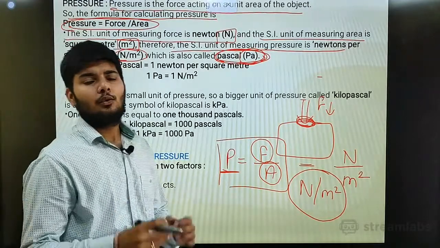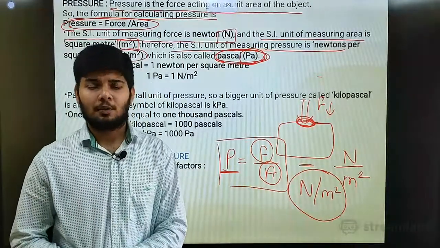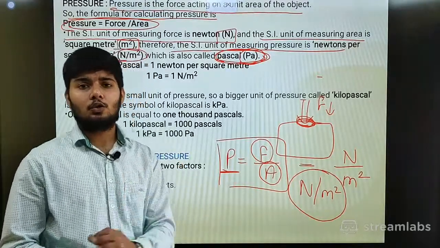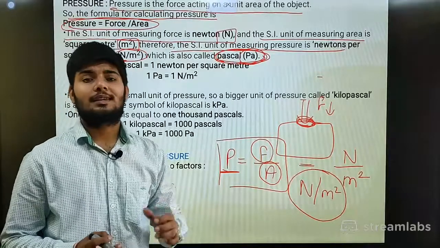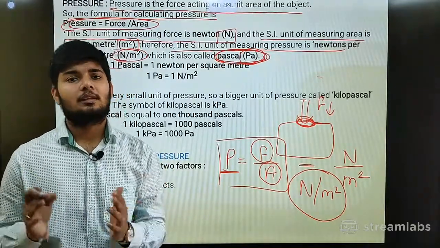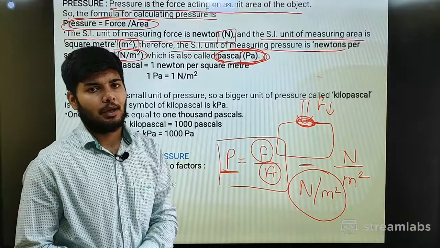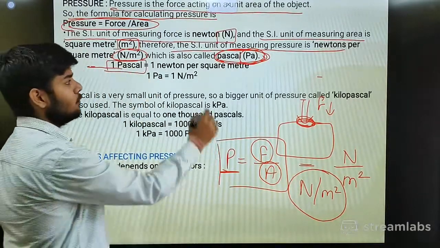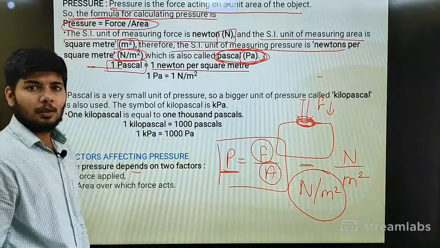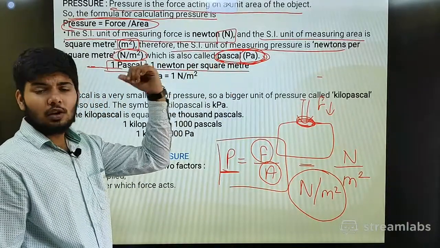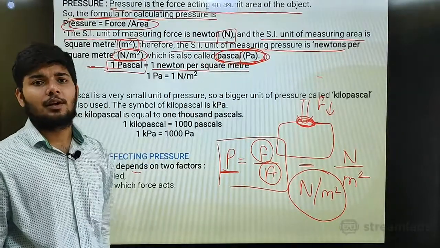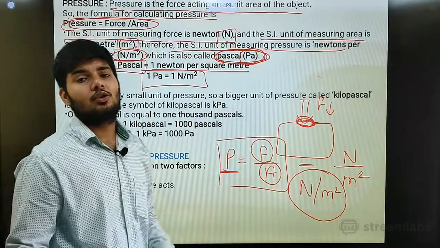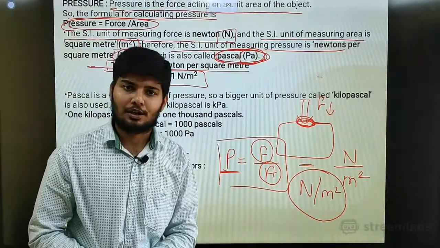So students, when we find the pressure on a particular body or object, we have to use this unit to represent the amount of that pressure. Now 1 Pascal is equal to 1 Newton per square meter. So these are the symbols used to represent the SI unit of pressure.